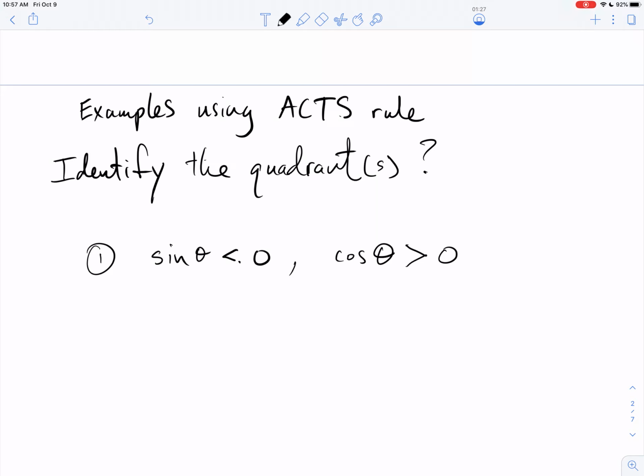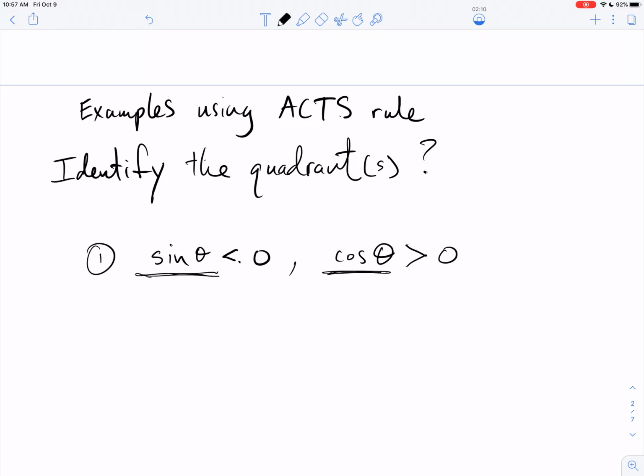So it says, examples using the AX rule, identify the quadrants. Well, it could be quadrant or quadrants, because sometimes you could have an answer that works in more than one spot. So it could be like, hey, that's true about quadrant 1, or that's true about quadrant 2. Or that's true about both quadrants. So the first one, what are they doing? They're saying there is some angle out there. They're saying there's some theta angle that if you take the sine of that angle, it is less than 0, which basically means negative. And if you were to take the cosine of that angle, it would be positive.